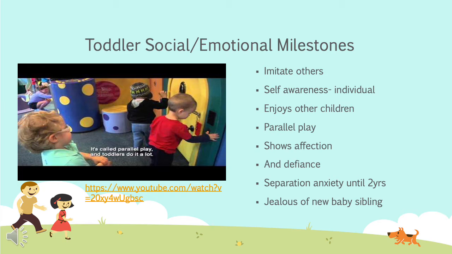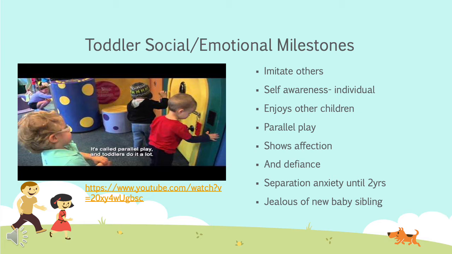And the video here is a great visual and audio of what parallel play is. Basically, it is a toddler doing their own thing, playing with an object, and then another toddler next to him doing a similar thing, playing with a similar object, but they're not really interacting with each other. That's parallel play. They show affection, a lot of hugs and kisses, very warm and fuzzy.